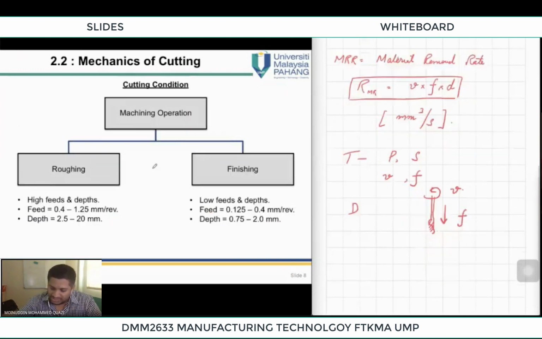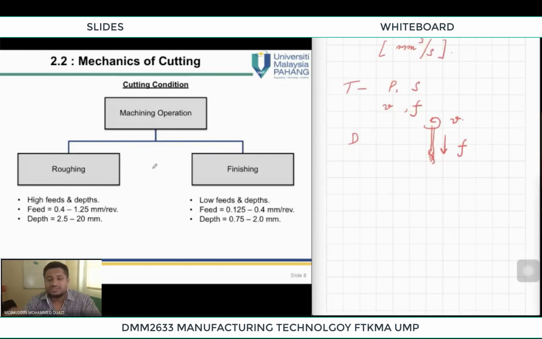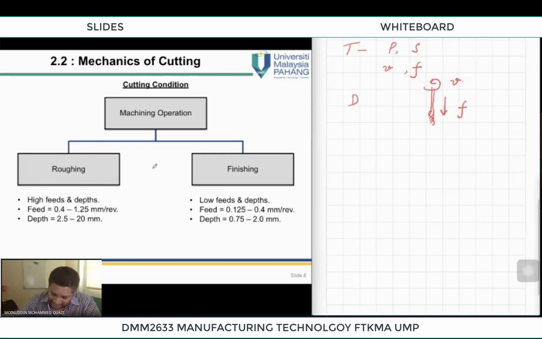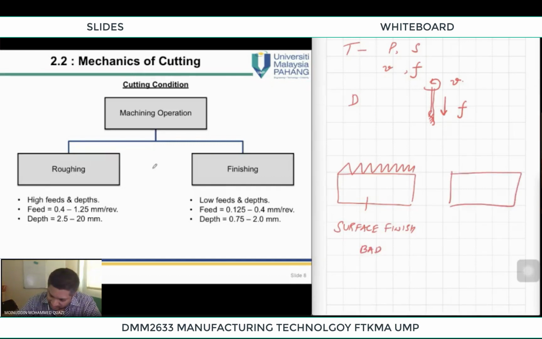Now, when we talk about machining operation, let's say I want to remove some material from a workpiece. There are two ways. Either I can quickly remove a lot of material, or I can slowly remove a small amount of material. Both of them are going to give different types of surface finish. The surface finish is basically how rough my surface is. If my surface is very rough, it means surface finish is bad, not good. And if my surface is very smooth, this is good surface finish.